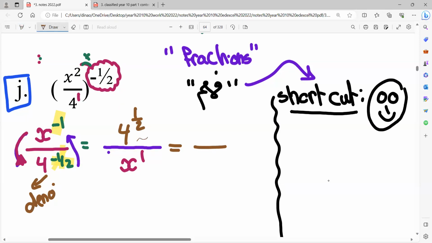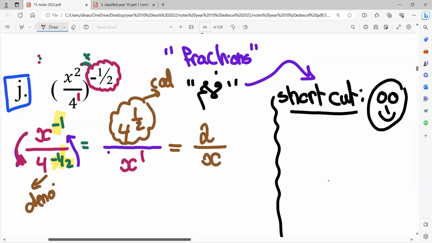This can be placed on the calculator. In another video, we are going to discuss fraction powers. Now on the calculator, 4 to the power of half is equal to 2, and then x to the power 1 remains as x. This is the way to understand it, so that I know what I am doing. But is this how I solve in exams?